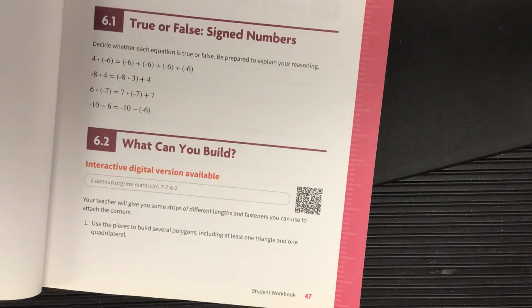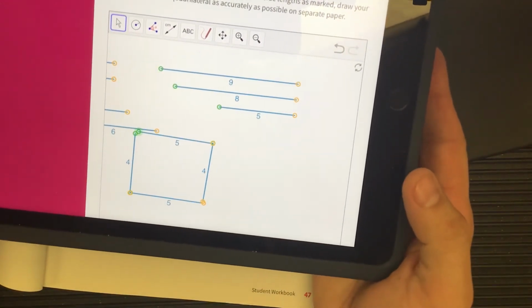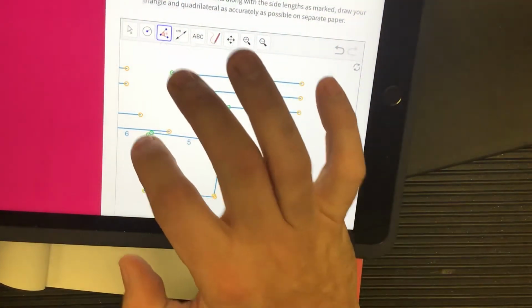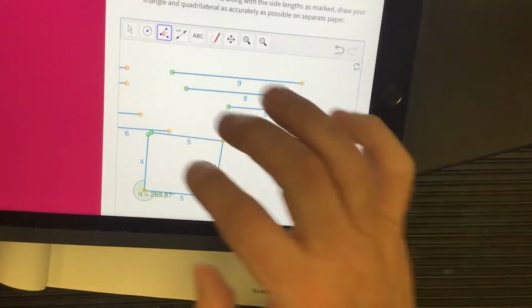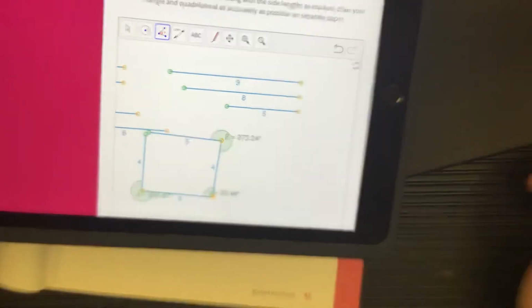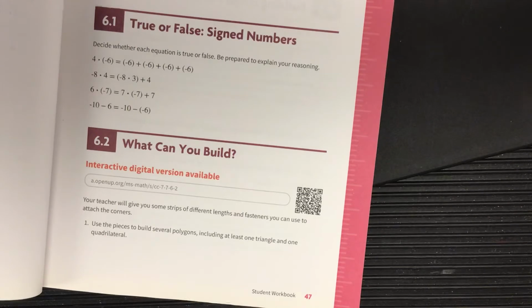Anybody else have a quadrilateral other than a trapezoid? These aren't lined up perfect, but with sides of 5, 5, 4, 4, it should be a rectangle. That's what I did. Again, they all should be 90. Looks like they're all a little bigger than 90. Sometimes it gives you the outside angle, which I'm not sure why.